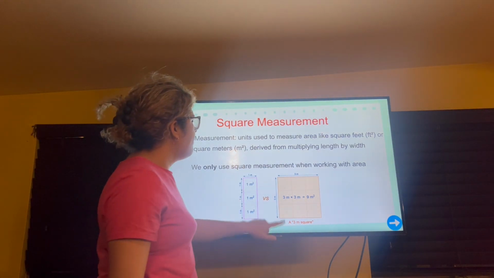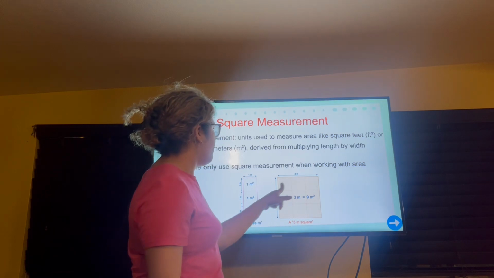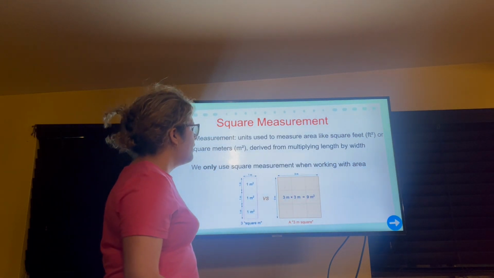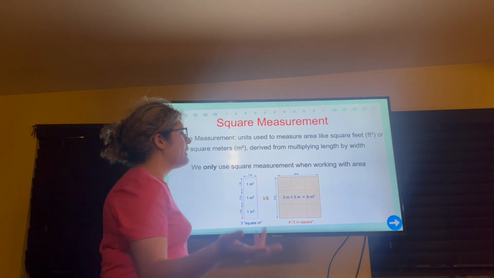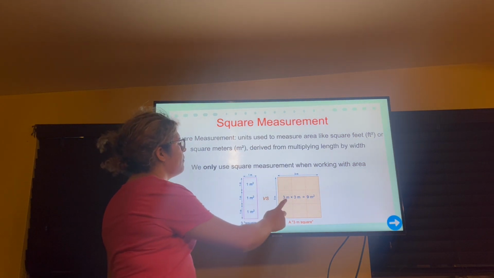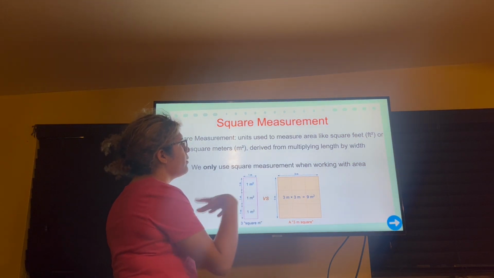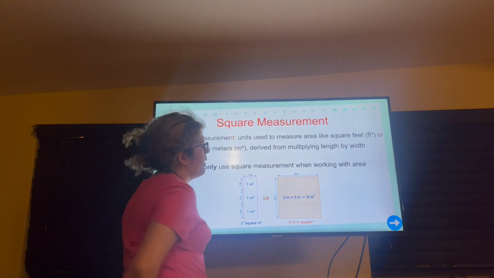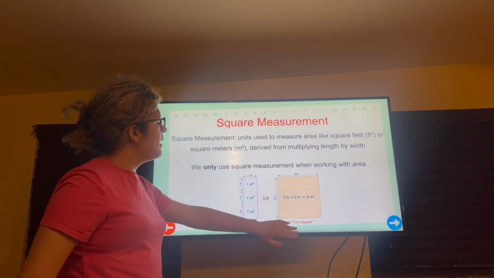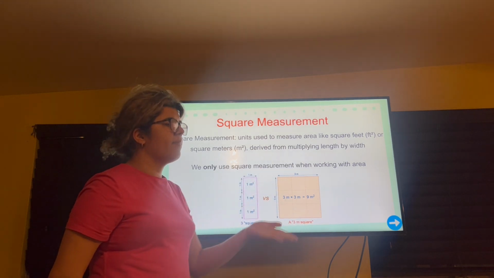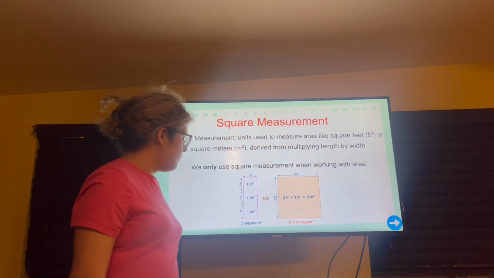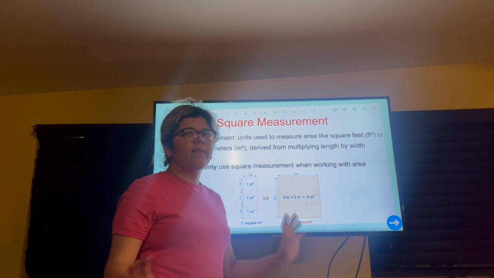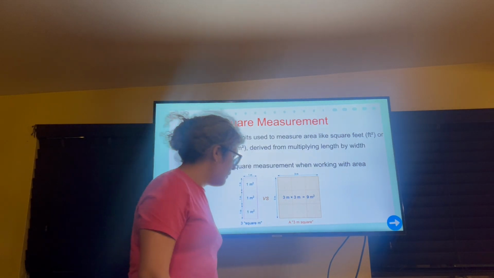This one, right, we know that there's 9, so it'll be 3 by 3. We multiply that, right? Area for a square is a square. So it'll be 3 m times 3 m, or 3 squared, and it equals 9 meters square. And we say a 3 meter square, right? This is essentially a 3 meter square. Does anybody have any questions? No? Okay.